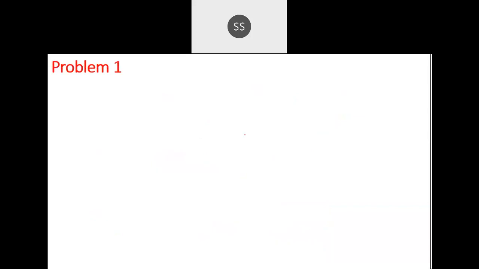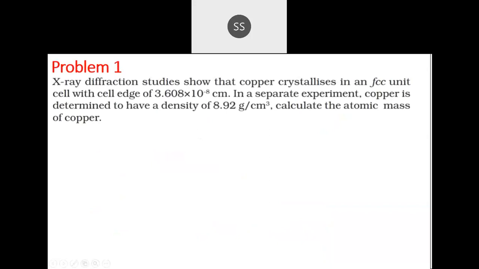Now write down the first problem. X-ray diffraction study shows that copper crystallizes in an FCC unit cell with the cell edge of 3.608 into 10 to the power minus 8 centimeter. In a separate experiment, copper is determined to have density 8.92 gram per centimeter cube. Calculate the atomic mass of the copper.